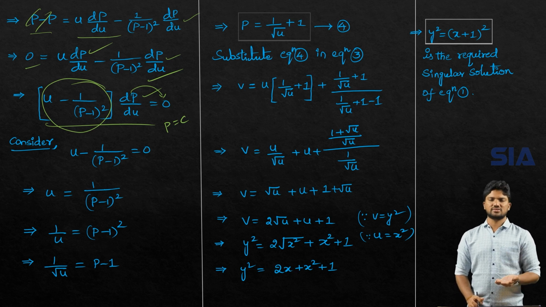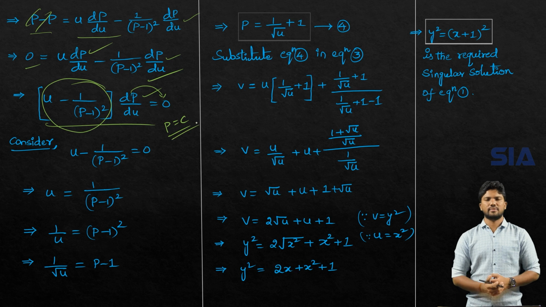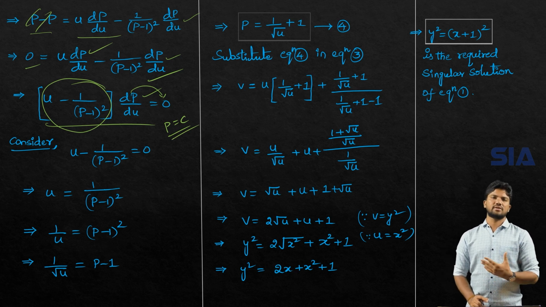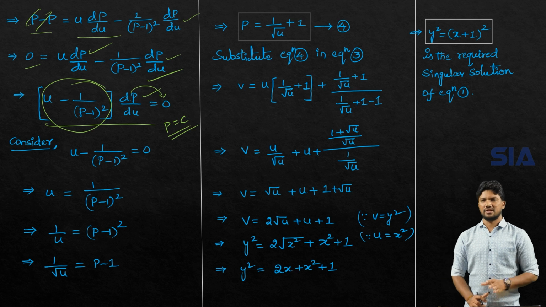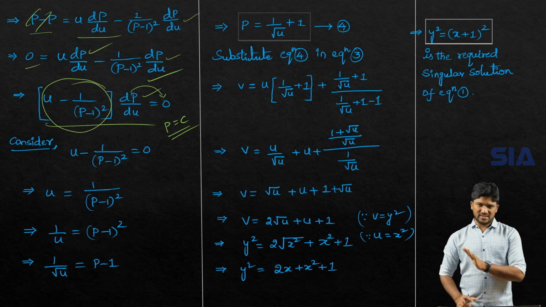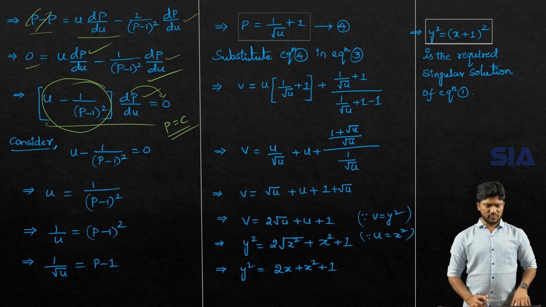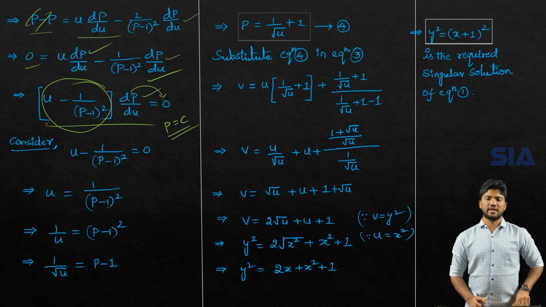So to get that singular solution, we are not taking that term dp by du equal to 0. If you take dp by du equal to 0, you will get p is equal to c, which is again an arbitrary constant. But in the singular solution, there is no arbitrary constant. So that's why we are taking this second box. Therefore, u minus 1 by (p minus 1) whole square equal to 0.